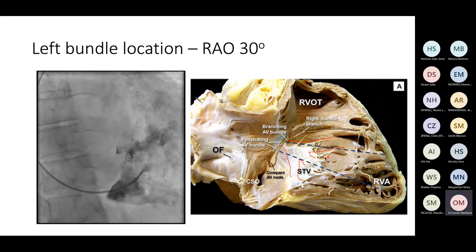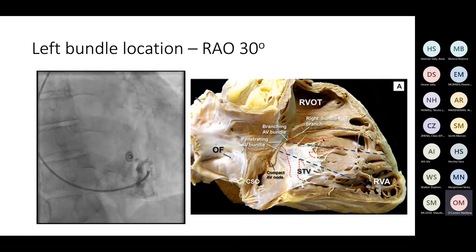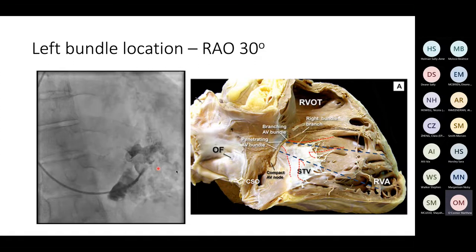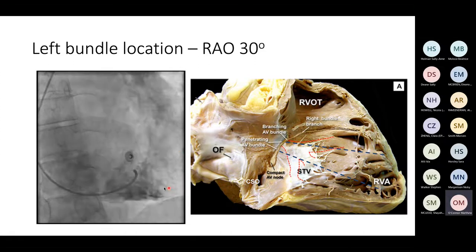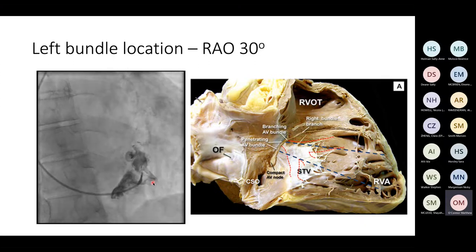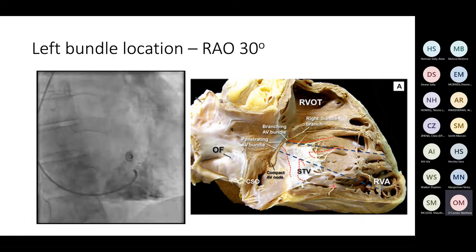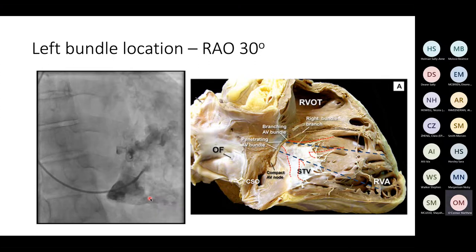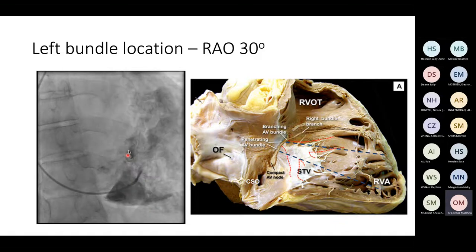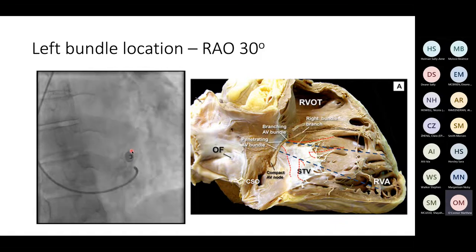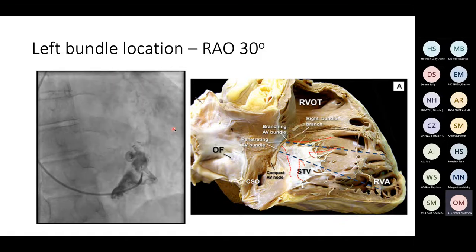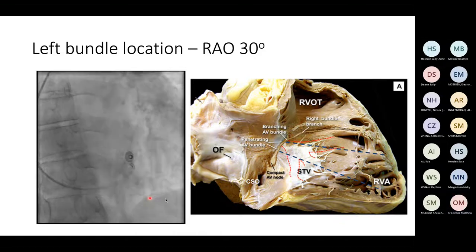So we have to tunnel our way through the septum, which we'll come to in just a second. The first thing we do when we put these in is we inject a bunch of contrast into the right ventricle. So we have an outline of this anatomy here in a fluoroscopic kind of perspective. You can see the tricuspid valve annulus around here, and we know the bundle of His sits roughly at the top of that. And then you've got the outflow tract up here and the rest of the right ventricle down here.